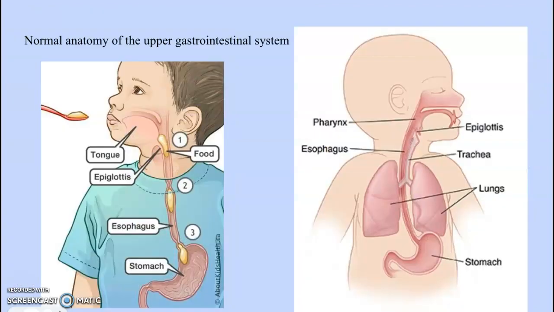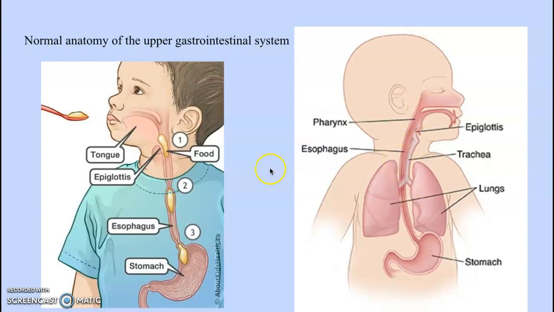Next, I'm going to discuss the normal anatomy of the upper gastrointestinal system, since esophageal atresia affects the upper GI. First, the upper GI includes the mouth, the esophagus, the stomach, the trachea, the lungs, and the epiglottis. Food will enter the esophagus and go down into the stomach, while the epiglottis covers the trachea so food does not enter into the lungs to cause choking.